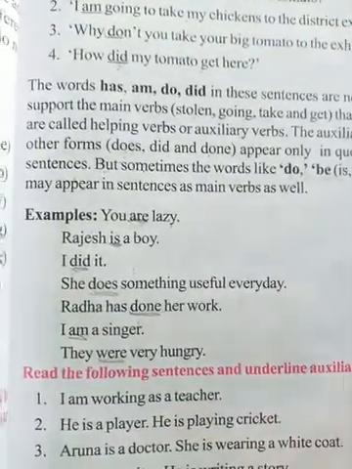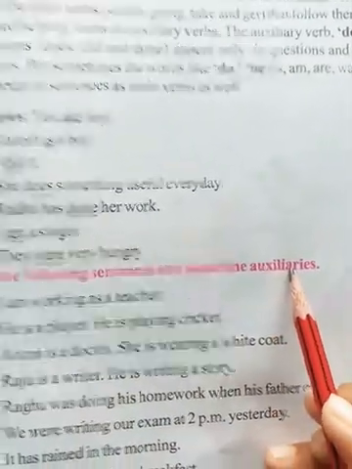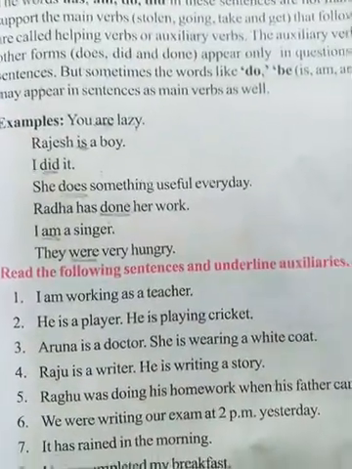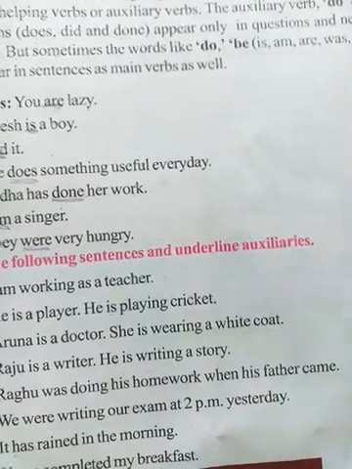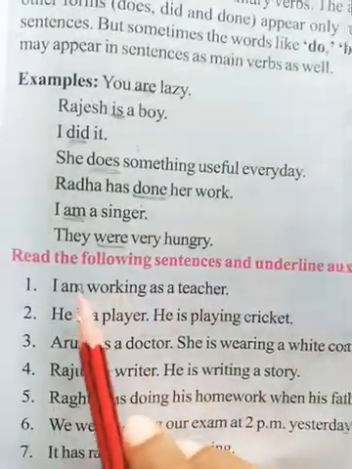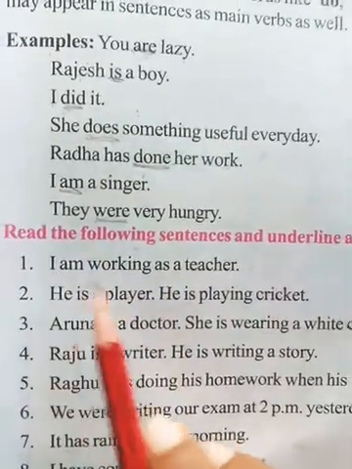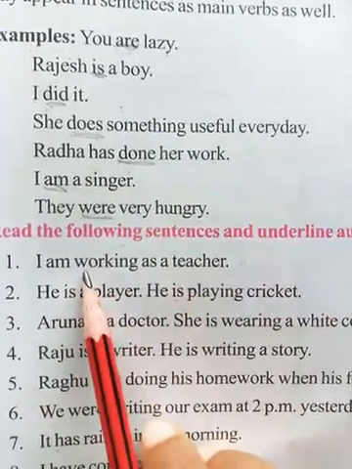So here, see this. Read the following sentences and underline auxiliaries. What are auxiliaries, children? What are auxiliary words? The words which help the main verbs are called auxiliary verbs. Yes or no? So here we have to underline the auxiliary verbs. Here, I am working as a teacher. What is the auxiliary verb here?